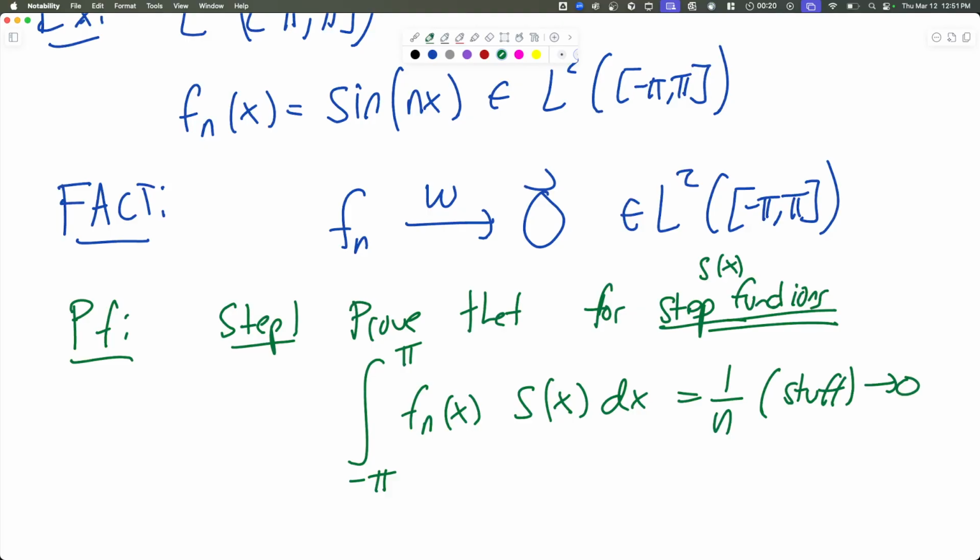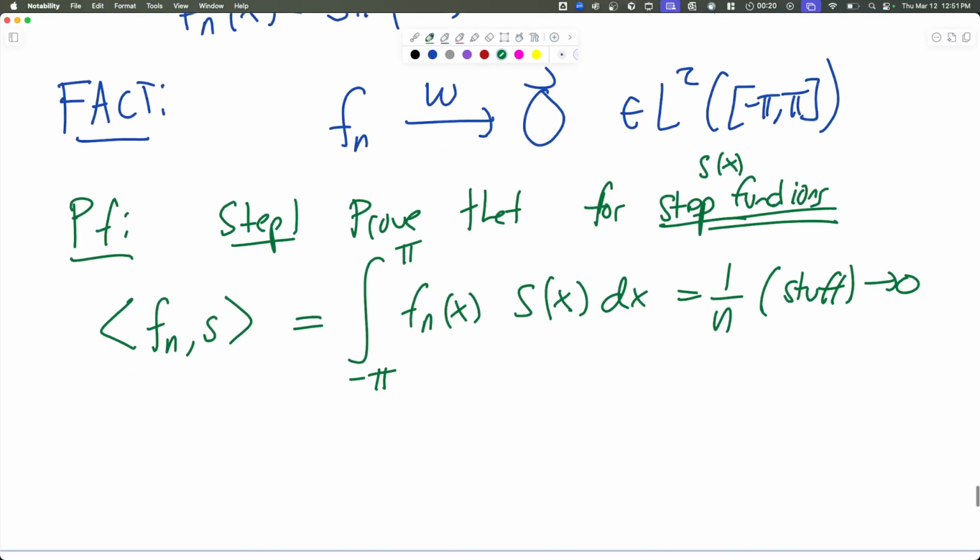So for step functions, if the test function that you're testing fn with is a step function, the theorem is true, right? Because weak convergence means that for any given test function, the inner product is going to 0. For step functions, it's true. That's not hard. This is like some actual integral. You really do the fundamental theorem of calculus. You really figure out what the integral is. It's got a 1 over n. It's something nice.